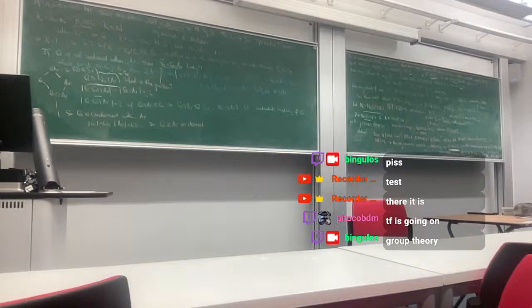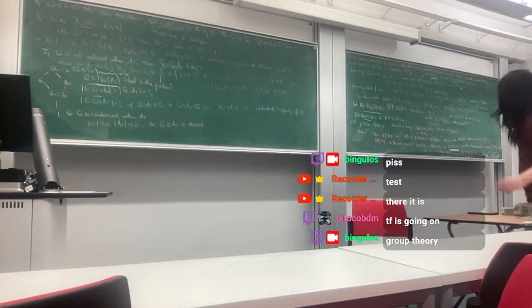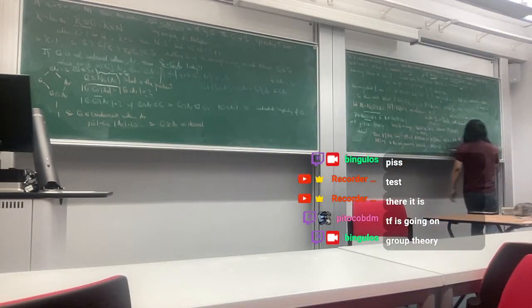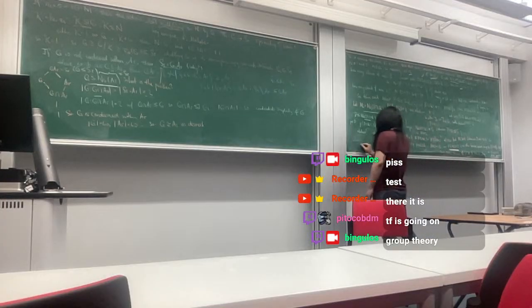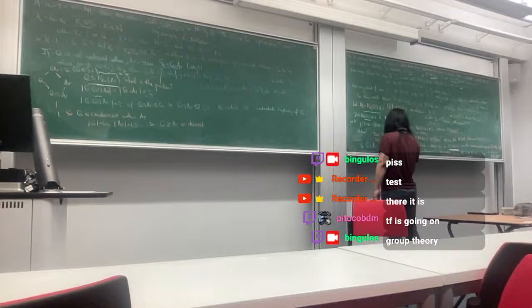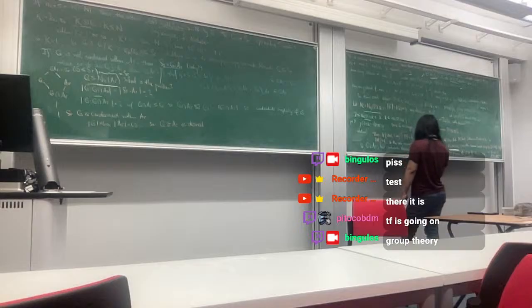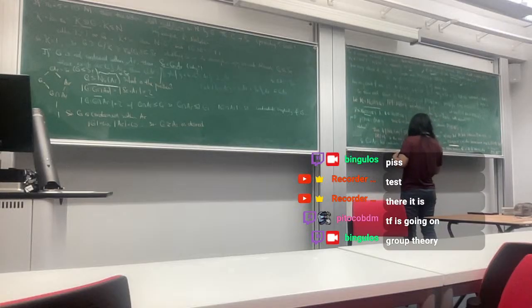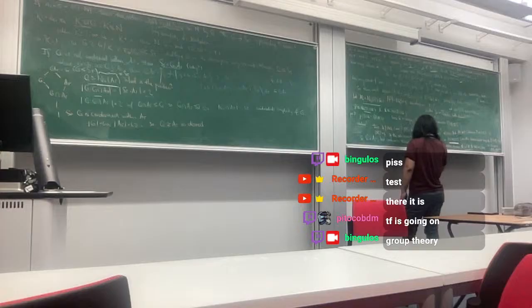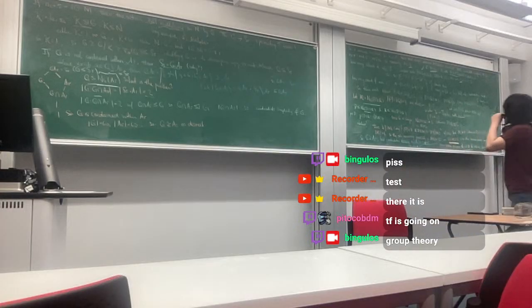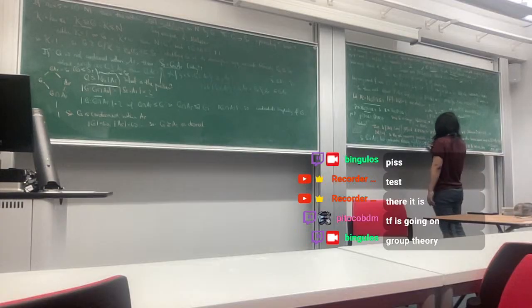Okay, we're not done. G is isomorphic to A5, but that is a contradiction, because N2 in A5 is equal to 5, which is not equal to 15. So N2 is not equal to 15. So N2 is equal to 5.